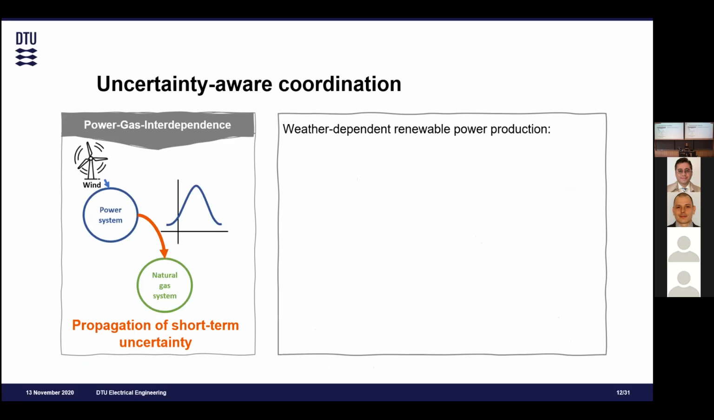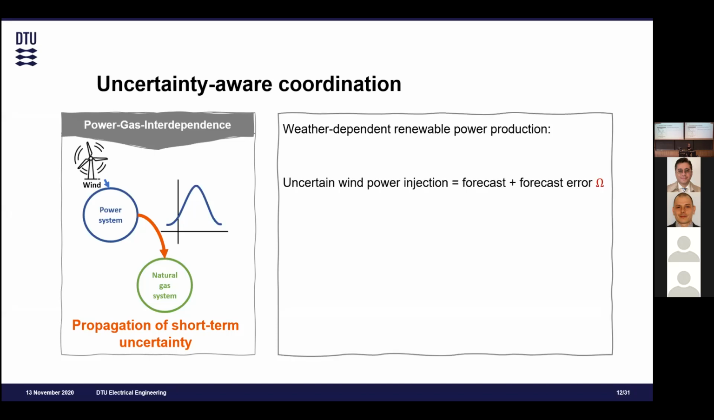With natural gas-fired power plants and the gas network and Linepack as sources of short-term flexibility for the power system, the growing interdependence of power and natural gas systems causes short-term uncertainty from wind power production to propagate to the gas side. And weather-dependent renewable power production is highly uncertain, so we model this uncertain wind power injection as a single point forecast and a forecast error omega. This omega characterizes the uncertainty and follows an unknown probability distribution.